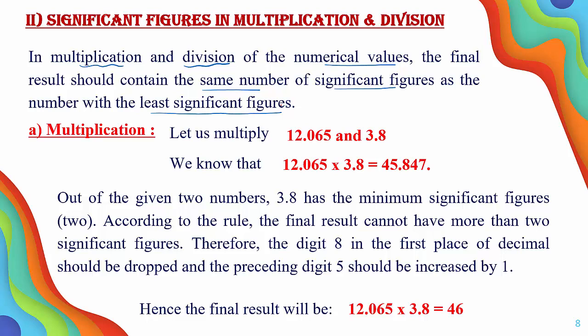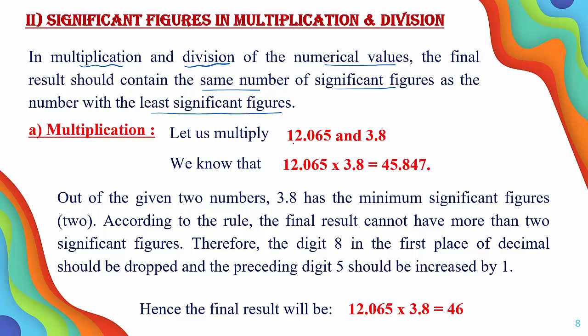Here we are not going to consider any decimal places. Least decimal places we consider only in addition and subtraction. But in multiplication and division, we have to consider only the least significant figures. That means the number having the fewest significant figures decides the final result. You can understand this by an example.